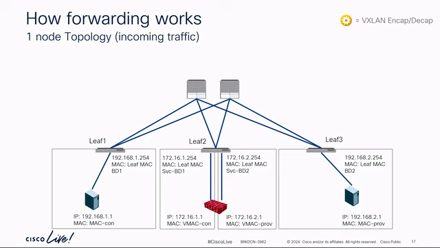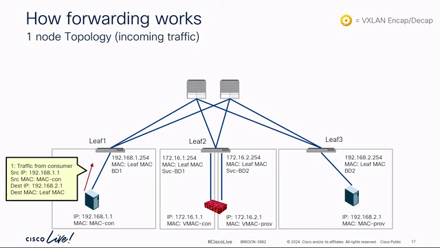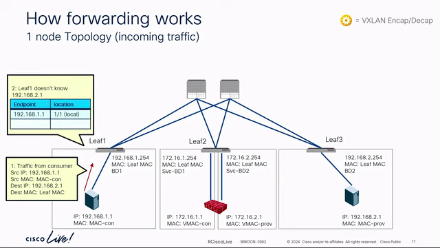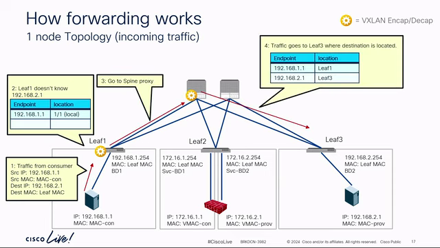So let's say 1.1 consumer sends traffic to provider. If the ingress leaf doesn't know the destination yet, the source class ID can be resolved, but the destination class ID is unknown. So there is no way to enforce policy. Then traffic is going to the spine proxy, and then the spine should be able to handle where 2.1 is located. So traffic is going to leaf 3.